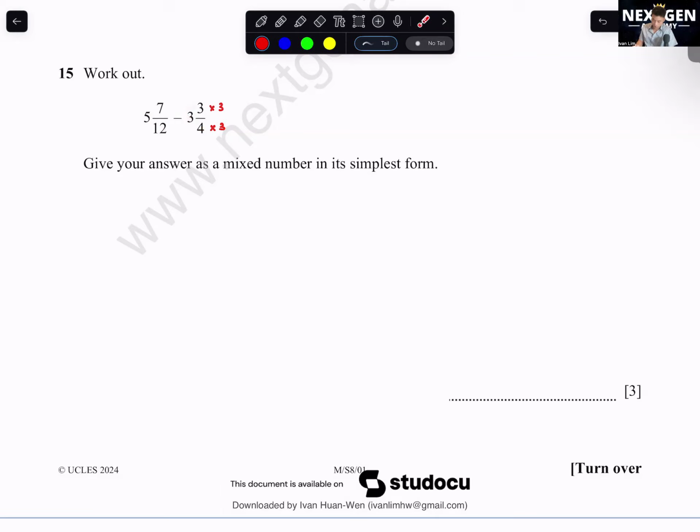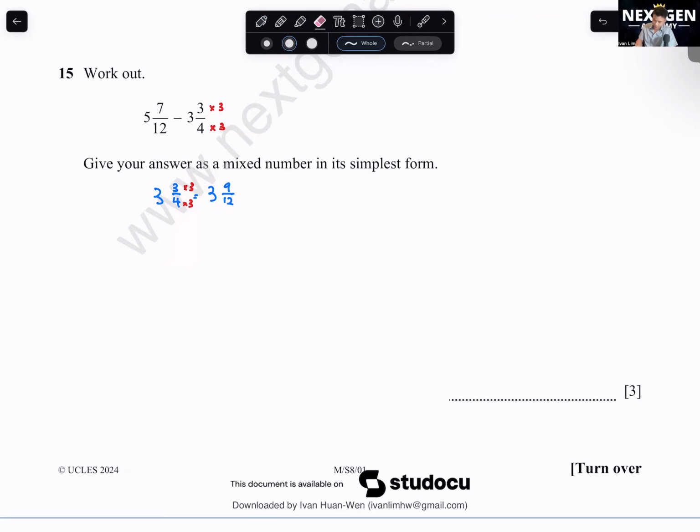Okay, we see the fraction here first. Is it enough or not? 7 over 12, can you minus 9 over 12? Not enough, right? So what we need to do is borrow. We need to borrow 3 and 3 over 4. We change this one first. 3 and 3 over 4 can be written as 3, and we multiply by 3, multiply by 3, 3 and 9 over 12. Sorry, teacher blur already. What am I doing? My brain a bit slow already.